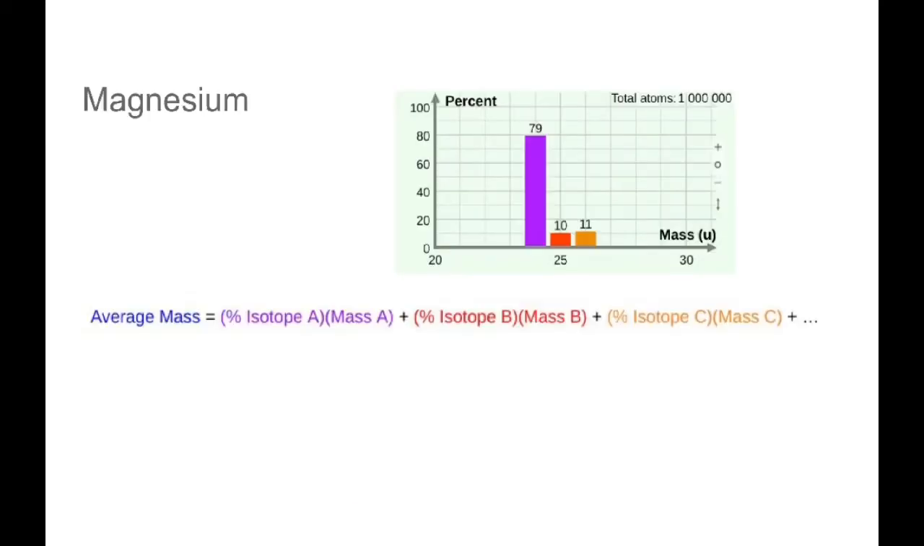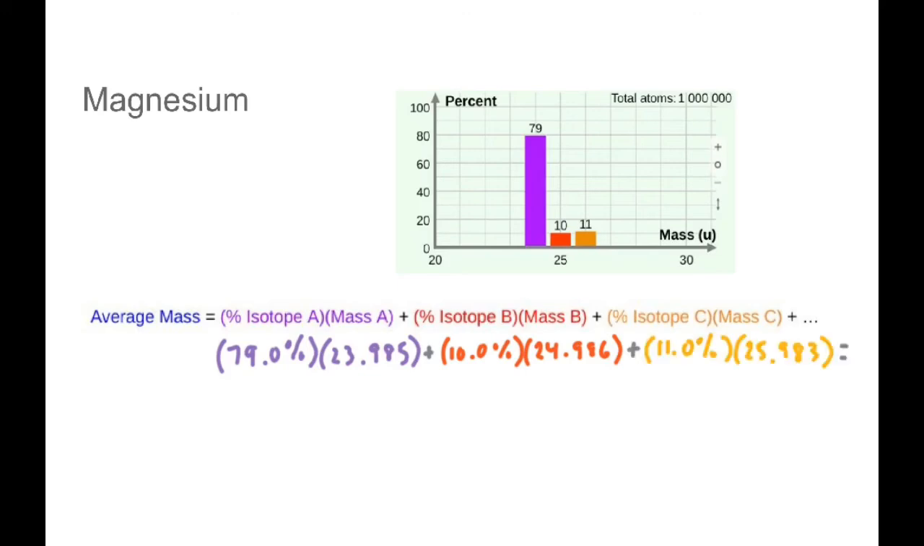For magnesium, 79% of the atoms were magnesium-24. They have a mass of 23.985. 10% of the atoms have a mass of 24.986, which is the mass of a magnesium-25 atom. 11% are magnesium-26, which has a mass of 25.983. Again, we have to multiply these masses by the percentage as a decimal. 79% becomes 0.790. 10% becomes 0.100, and 11% becomes 0.110.